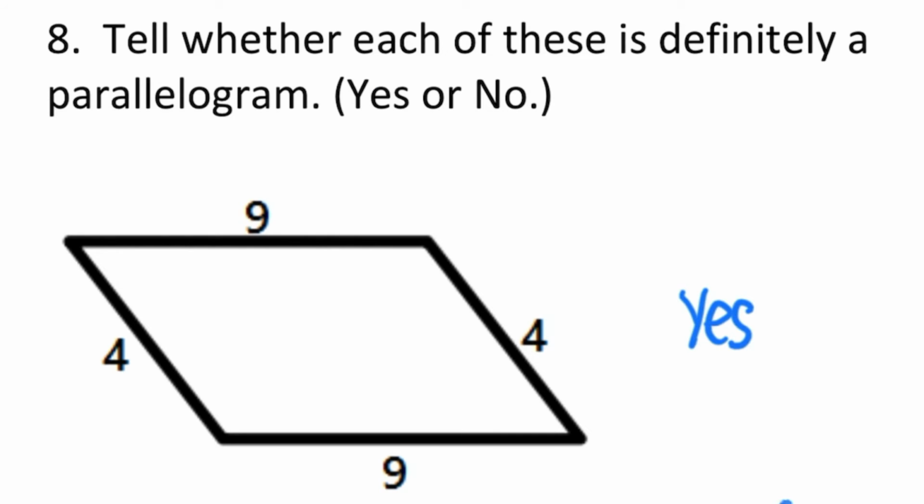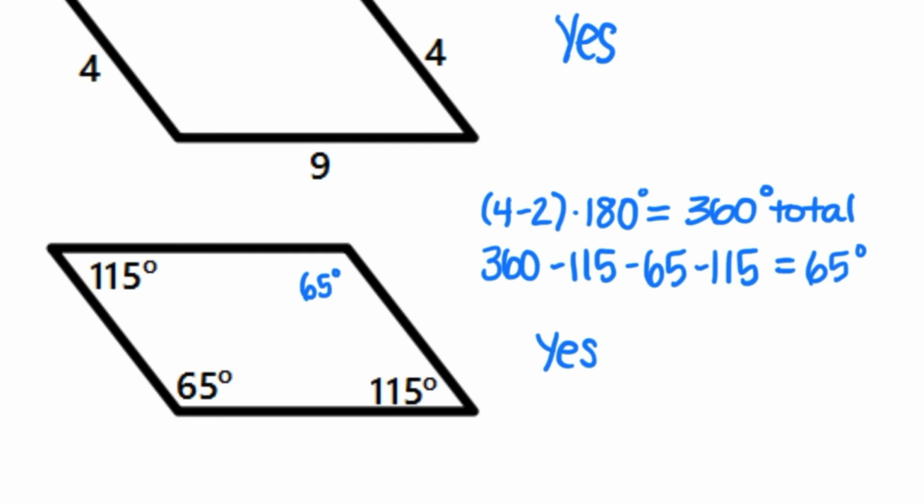I said number 8 was definitely a parallelogram because both pairs of opposite sides were congruent. At first on the second one I was going to say no because I didn't have both pairs of opposite angles congruent, but then I did a little math. 4 minus 2 times 180 makes all 4 of those angles, they have to add up to 360 on any quadrilateral. So I took 360 and subtracted off the 3 angles I knew, and guess what? That missing angle has to be 65 degrees, and that would mean that both pairs of opposite angles are congruent, so that one was a yes. It just took me a little bit more work.